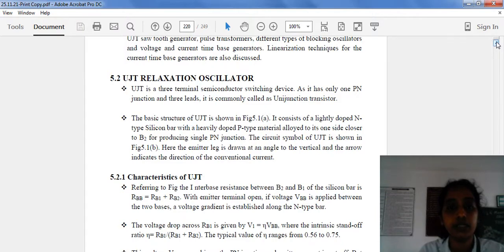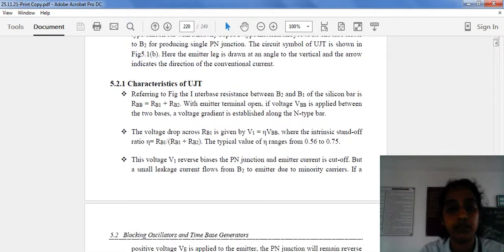UJT is a three-terminal semiconductor switching device and it has only one PN junction and three terminals. It is commonly called a uni-junction transistor. So this is the basic structure of UJT.